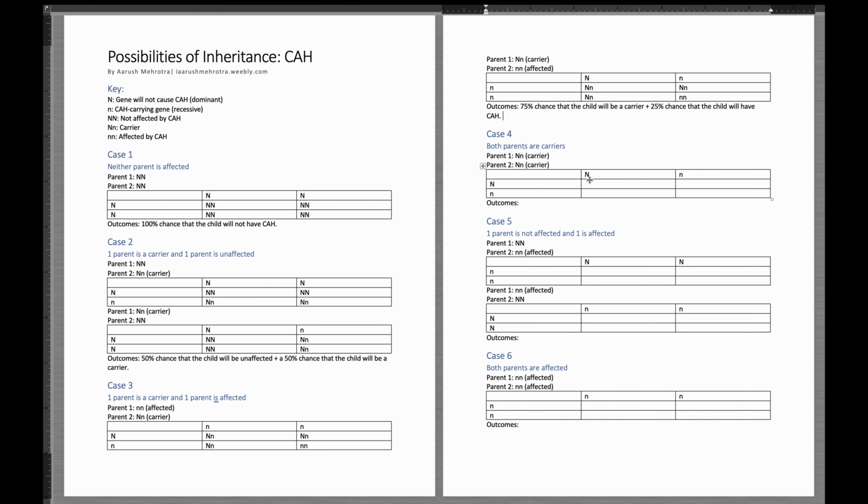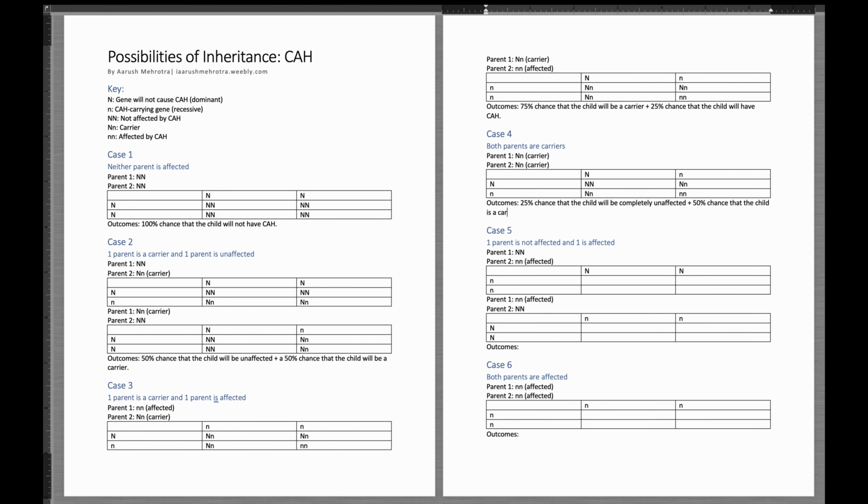In case 4, both parents are carriers of CAH. In this case, let's find the possibilities. Here we see that there's a 25% chance that the child will be completely unaffected and a 50% chance that the child is a carrier and a 25% chance that the child will have CAH.